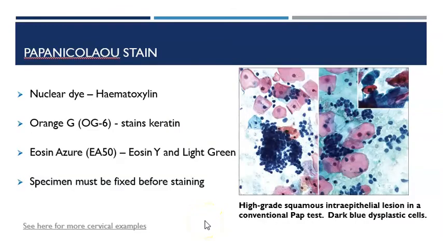Probably the next most widely used stain is the Papanicolaou stain, very widely used in cervical preps. We've got haematoxylin again, to stain the nuclei blue or purple, orange G to stain keratins, and eosin azure to give some contrast on some of these less keratin containing cells that have still got the squamous morphology. So in these you fix the samples and then stain them with haematoxylin and with this Papanicolaou stain combination, and this is what we see here.